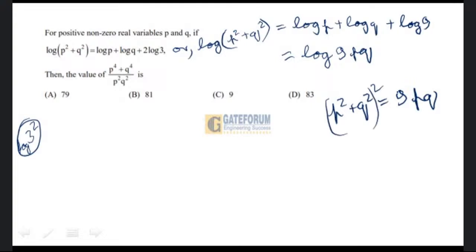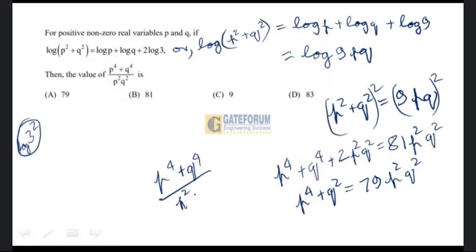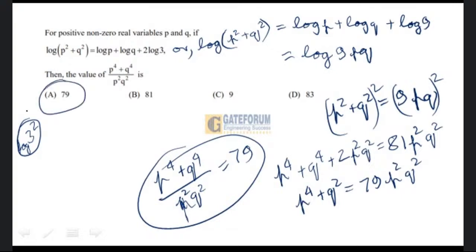If we square both the sides, then p to the power 4 plus q to the power 4 plus 2p square q square will be equal to 81 p square q square. Hence p^4 plus q^4 can be said to be 79 p square q square. So (p^4 plus q^4) divided by p square q square can be said to be 79. Just bring this to the bottom. So this is the simplest way to do it, and the correct option is option number 3.